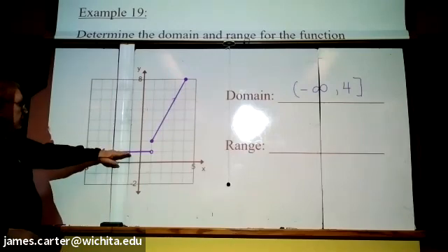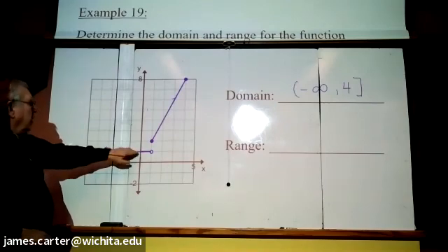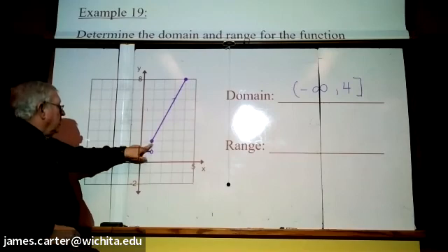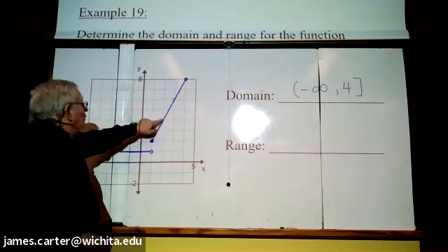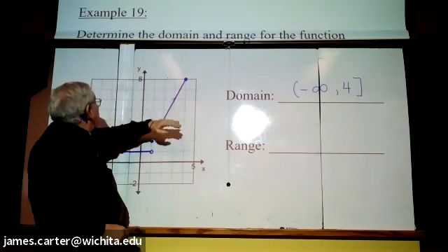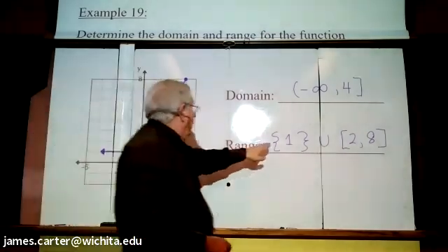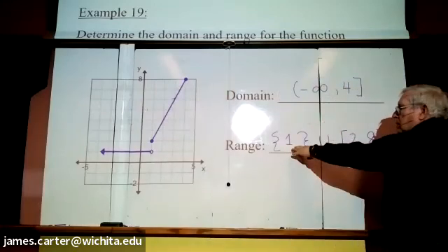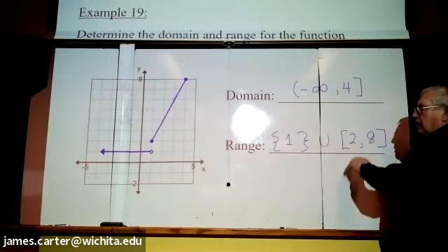Now, what about the range? The lowest point is this line, y equals 1, or a value of y equals 1. There is a gap here with nothing in there, so we're going to have a union. And then we've got included from 2 to 8. So we've got 1, and then that's union with 2 to 8.